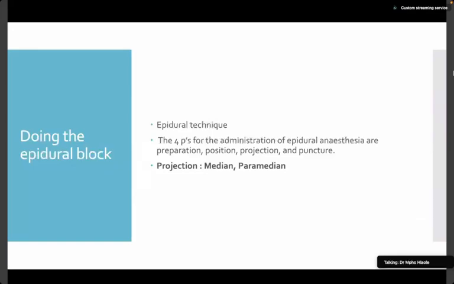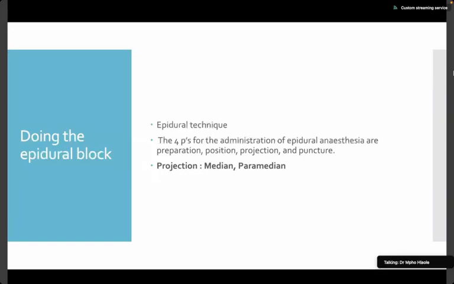So when you're doing epidural technique, you should be thinking of 4 things. You should be thinking of the 4 P's, which is your preparation. You're going to position the patient, and then you will project and also puncture. So I just want to go through the projection. So there's 2 ways of doing. You can either do it midline or you can do it paramidline.